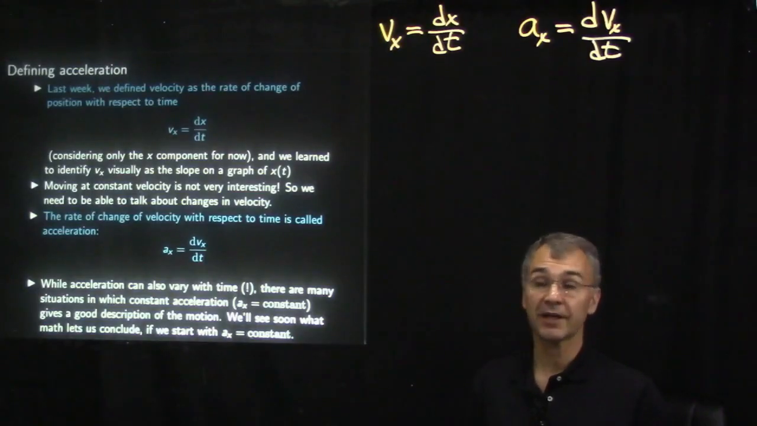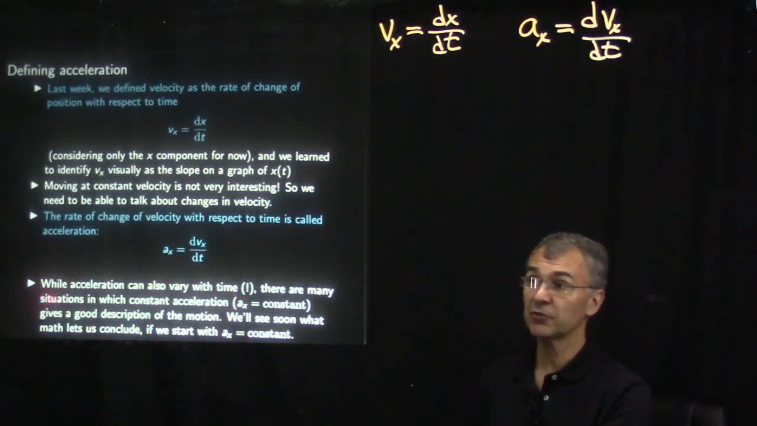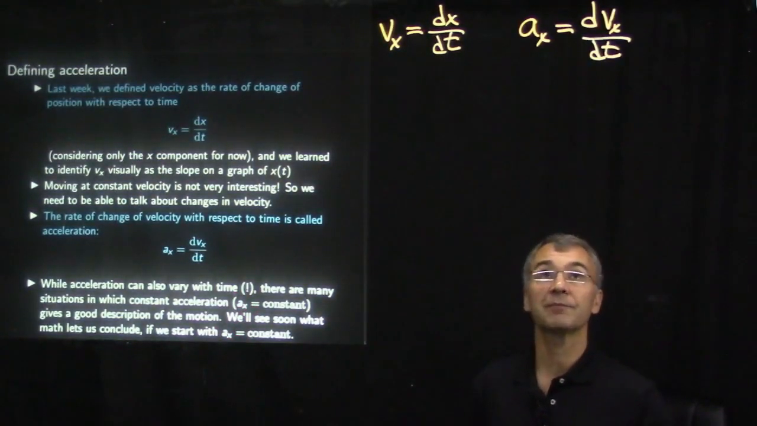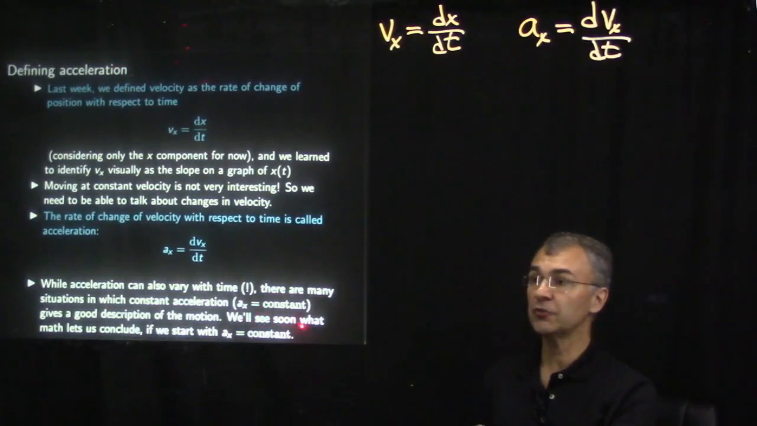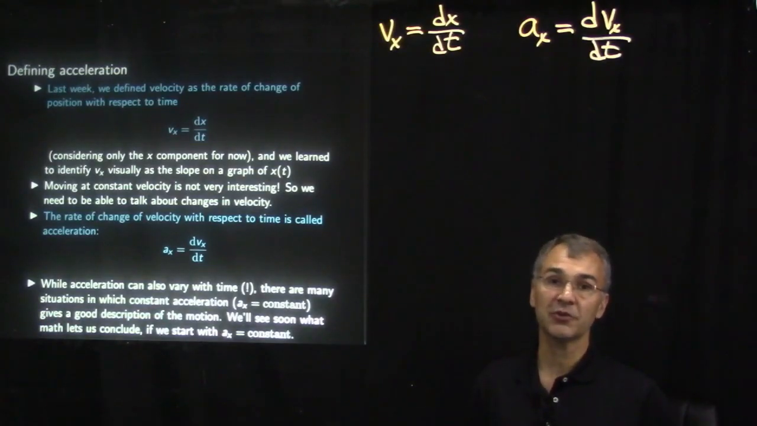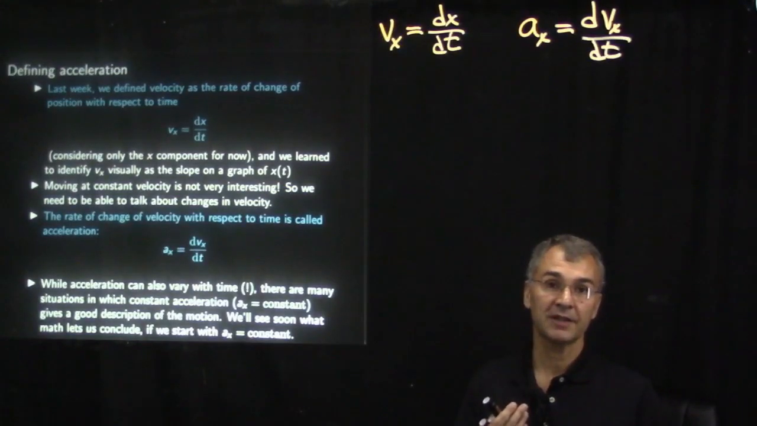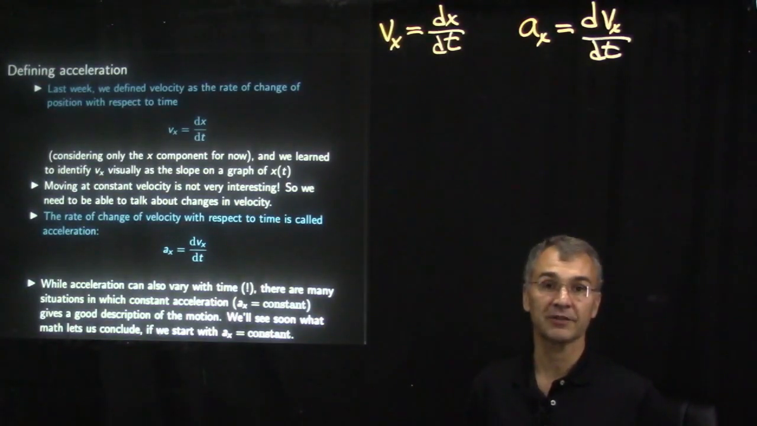While it does turn out that acceleration can also vary with time, there are many situations for which constant acceleration, in other words, a sub x is a constant, turns out to be a good and useful description of the motion. So soon we'll see what a little bit of math lets us conclude if we start with the assumption that a sub x is constant. If we start out with the statement that the acceleration in the x direction is a constant, we'll just see what calculus lets us derive from that assumption.